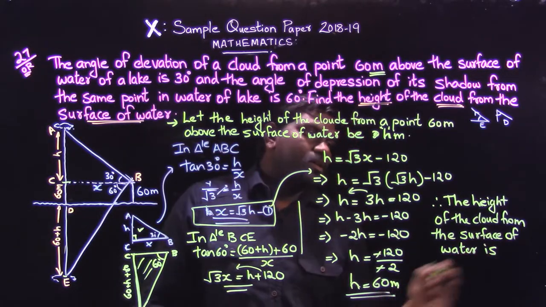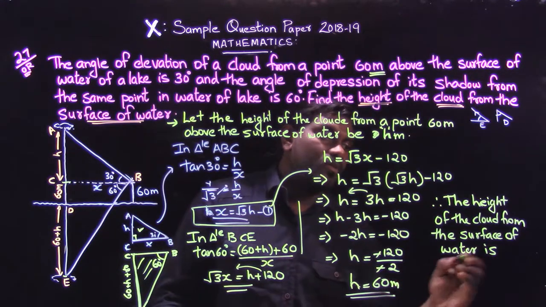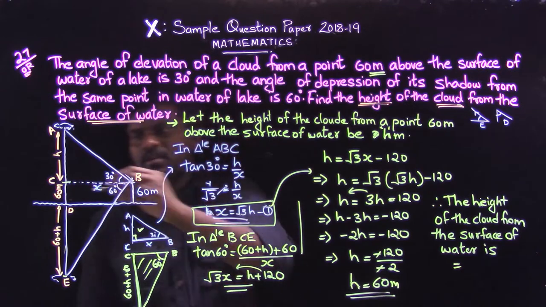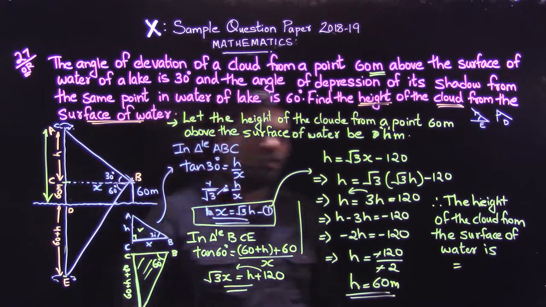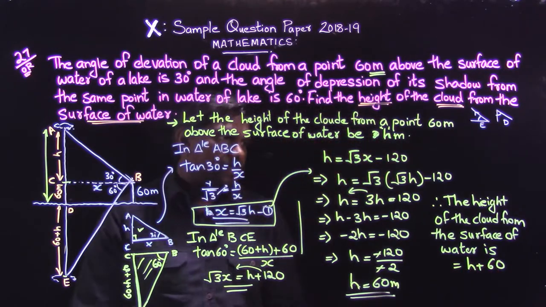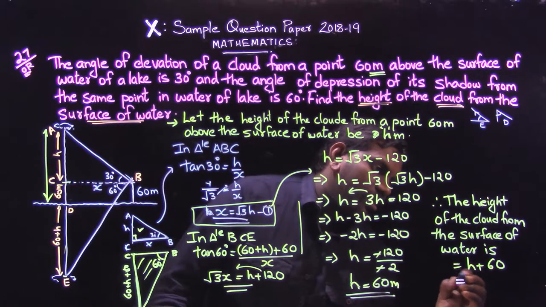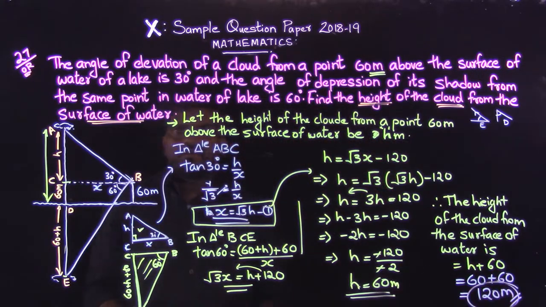It's actually not this one, this is not the actual height. The height from the water is from here till here, that is the entire height. So h we already got, that is h plus 60, isn't it? h plus 60, where h is 60, so 60 plus 60, that is equal to 120 meters. That is my answer for question number 27.